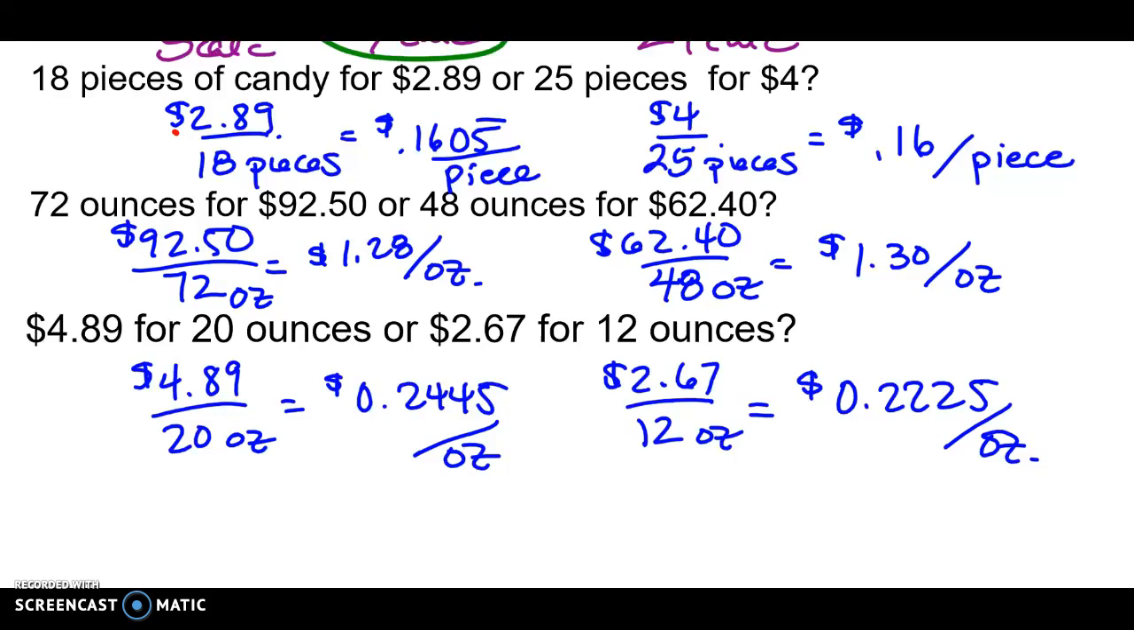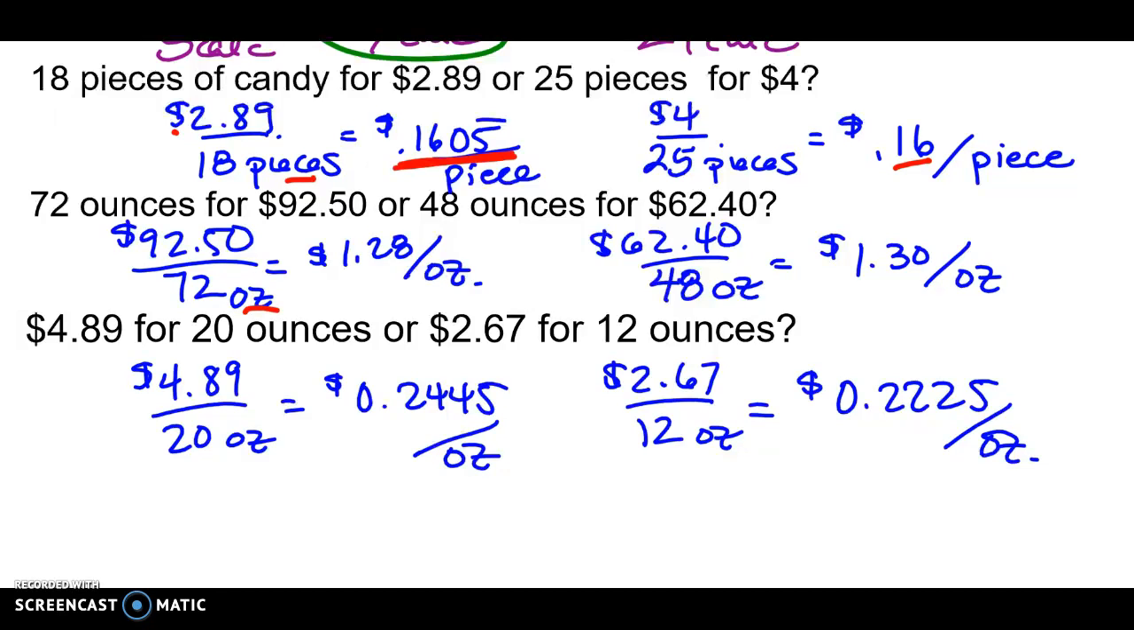Every number I wrote down either has a $ or it's labeled pieces or ounces. And then my answers have labels. So this comes out to about 16 cents a piece. And this one is also 16 cents a piece. When that happens, you need to look at more decimal places. Keep going on your calculator and actually look at the next numbers to tell.